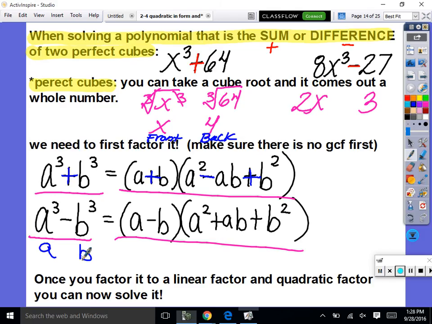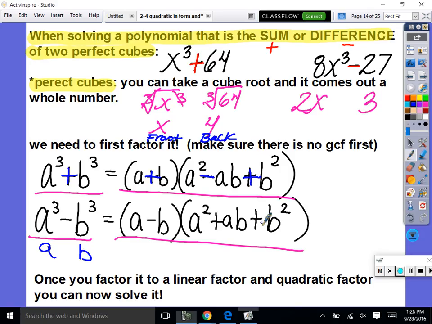We do the front with the front. That's A times A, which is A squared. The front with the back, that's AB. The back with the back, which is B squared. Then you fill in your signs. This sign is the same as this sign. This sign's always opposite of this sign, and this sign's always positive. So this will come with practice.